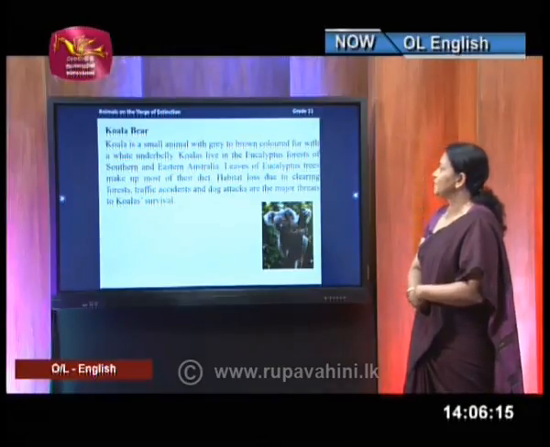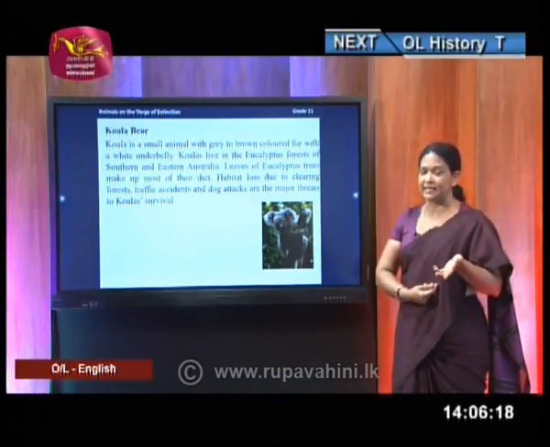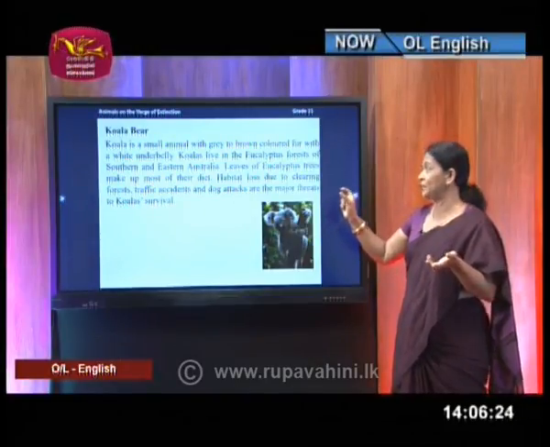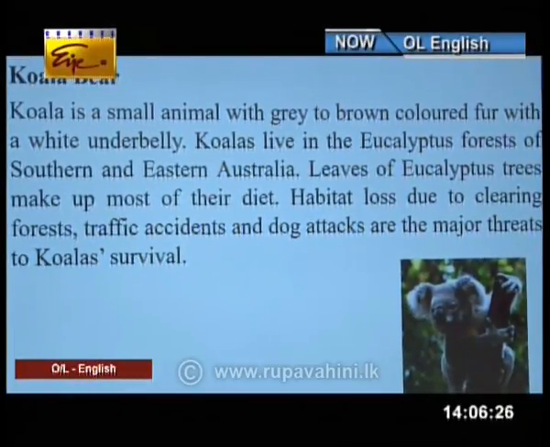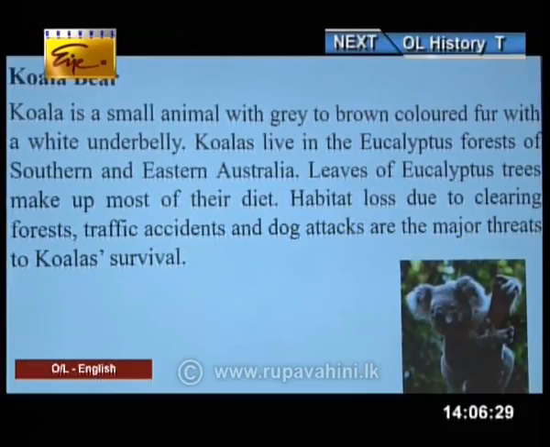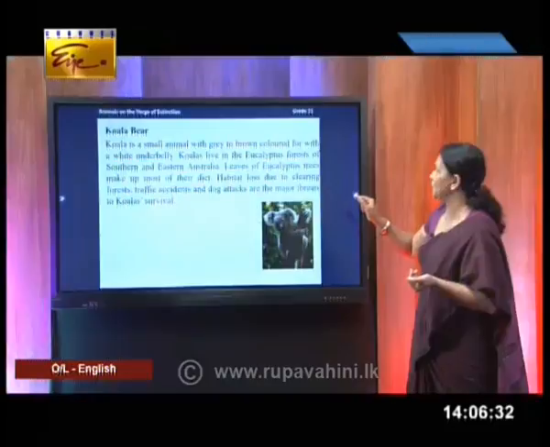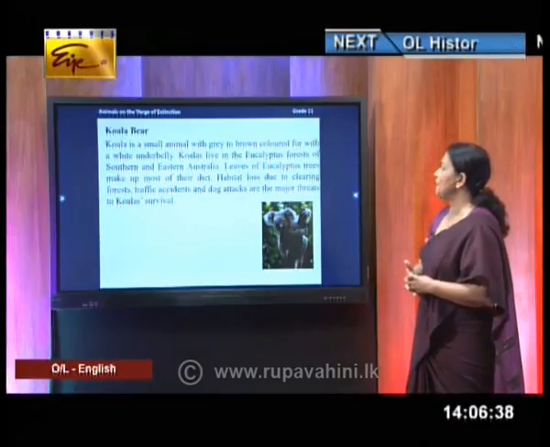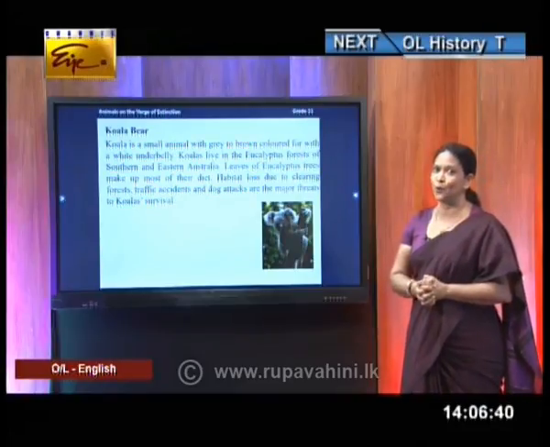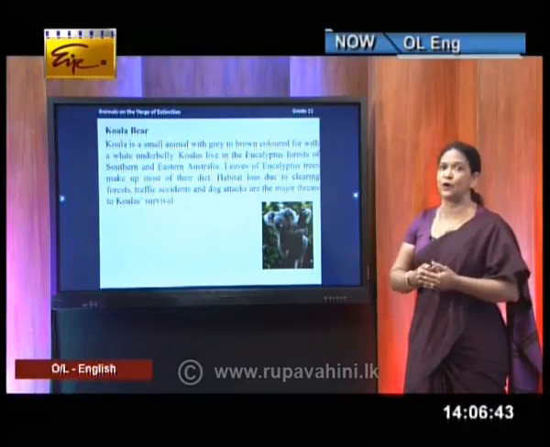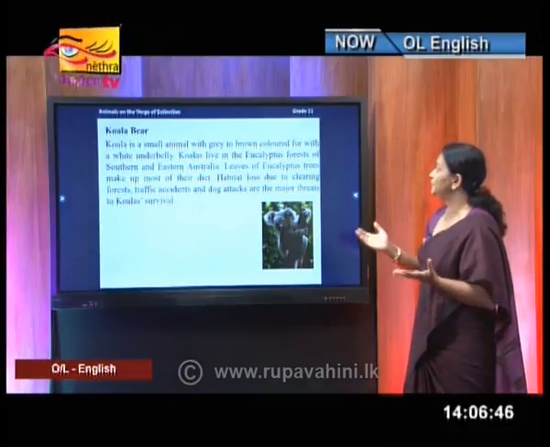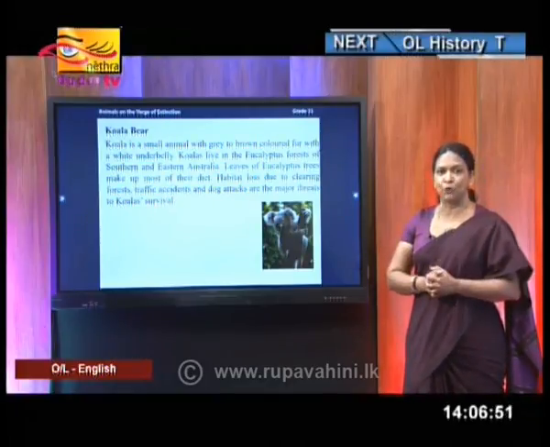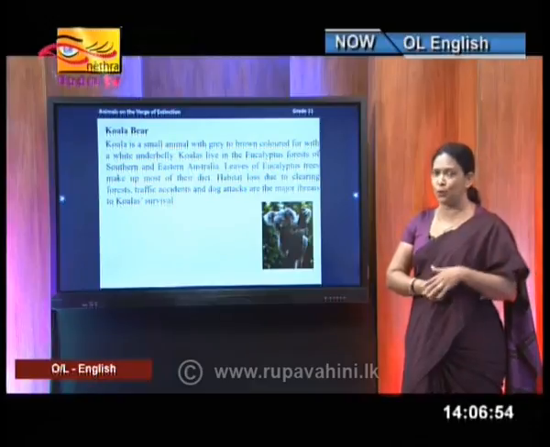And the third one, their diet, what they eat. The word diet itself is there in the text, so that it is easy for us to identify the information. Let's read that. Leaves of eucalyptus trees make up most of their diet. So, what do they eat? They eat the leaves of eucalyptus trees. So, you can take that as the information which fits to the diet of the koala bear.